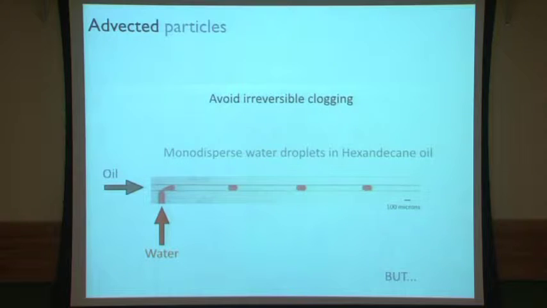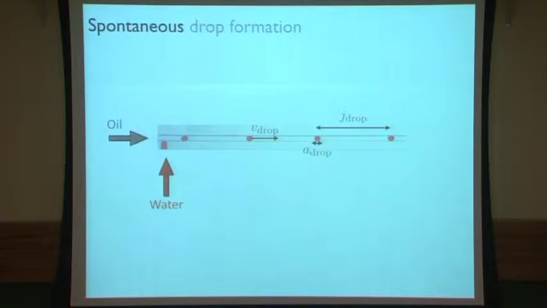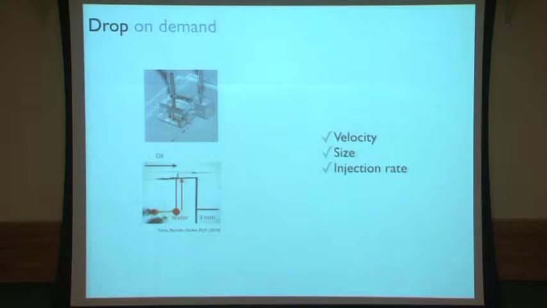Okay, but the problem here is if you want to do a control experiment, you only have two control parameters, and yet you want to control three quantities. The size of the droplet, of course, which I told you was important, but also the velocity of the droplet and the injection rate, right? So you need at least one extra control parameter. And to do this, what we did, and I'm just advertising for this type of setup, not because that's very important for the physics, but you might find it useful if you want to devise an experiment yourself.